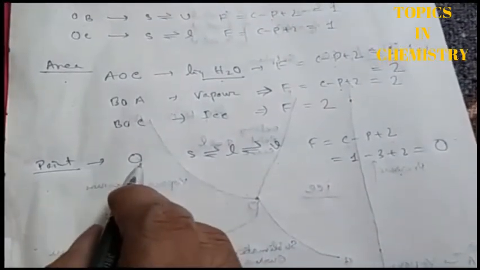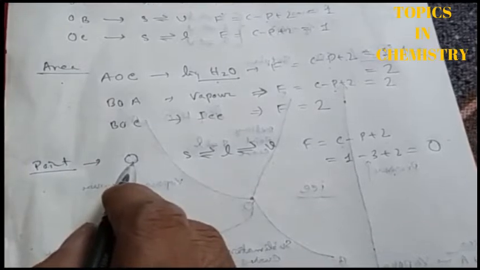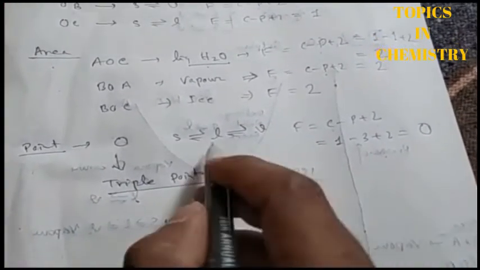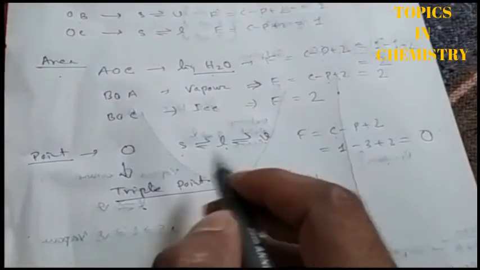So at the O point there is no variable. Degree of freedom F is equal to 0. And this point, as I told you, is called the triple point. What is the definition of triple point? At the triple point, these three phases, solid, liquid and vapor, are in equilibrium.